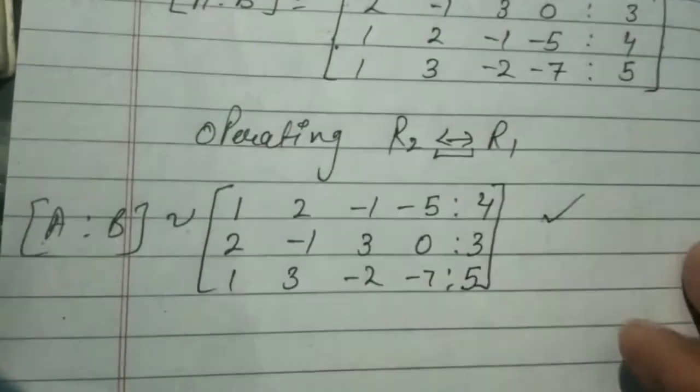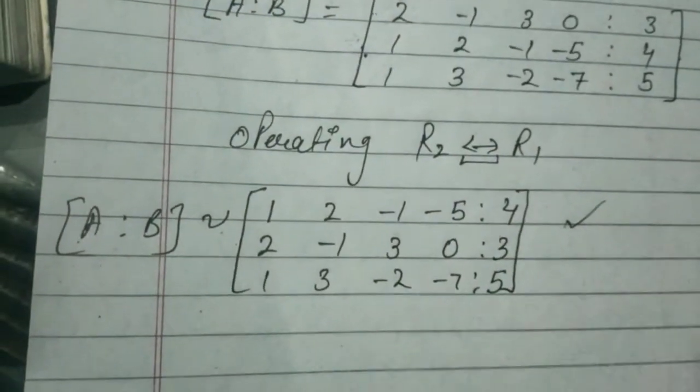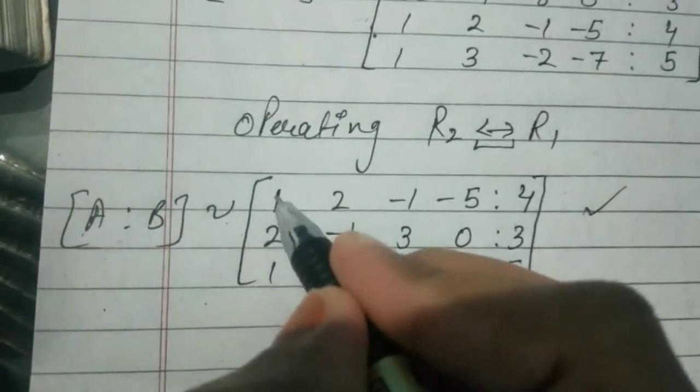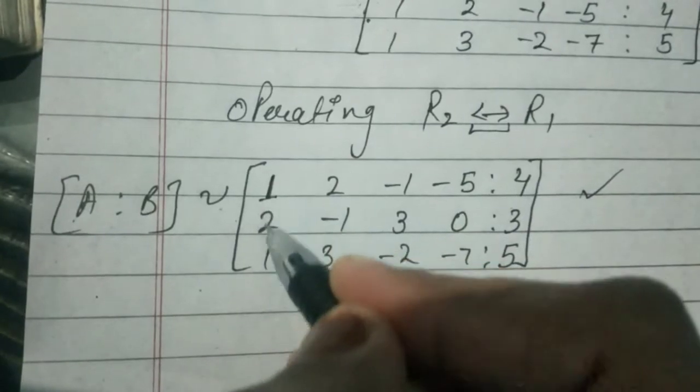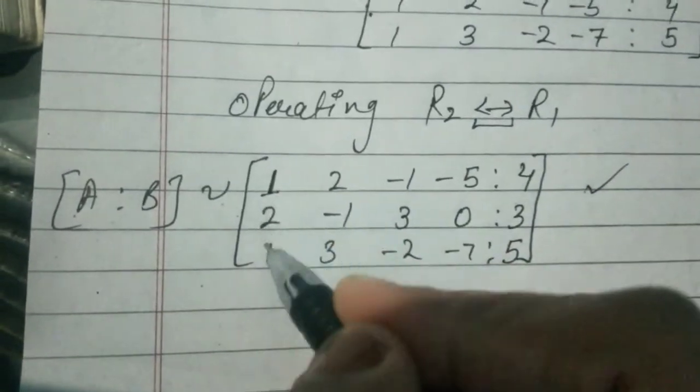Clear? Now what we have to do: we know that the first element of this row is 1, but below it we have to make the entries zero.